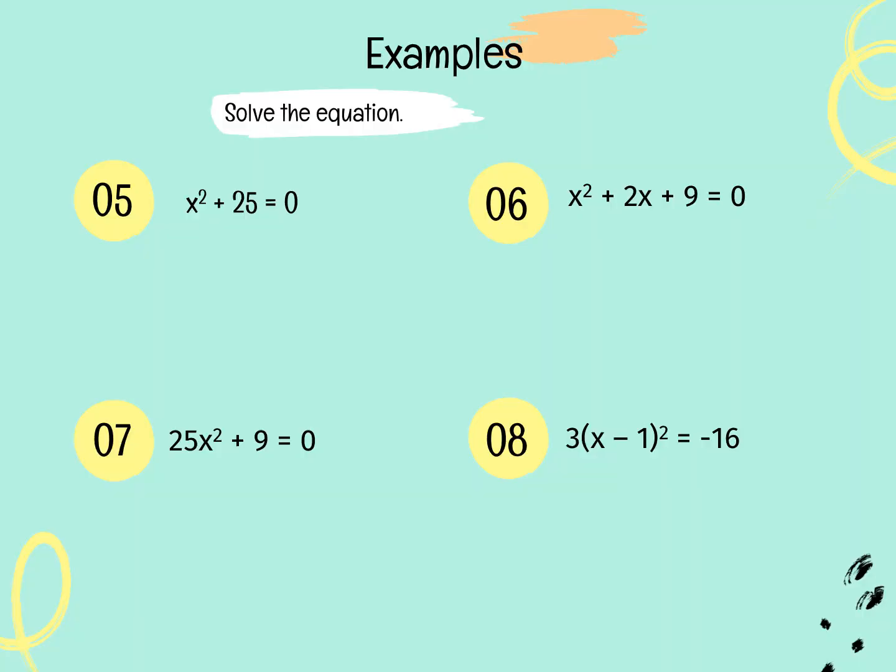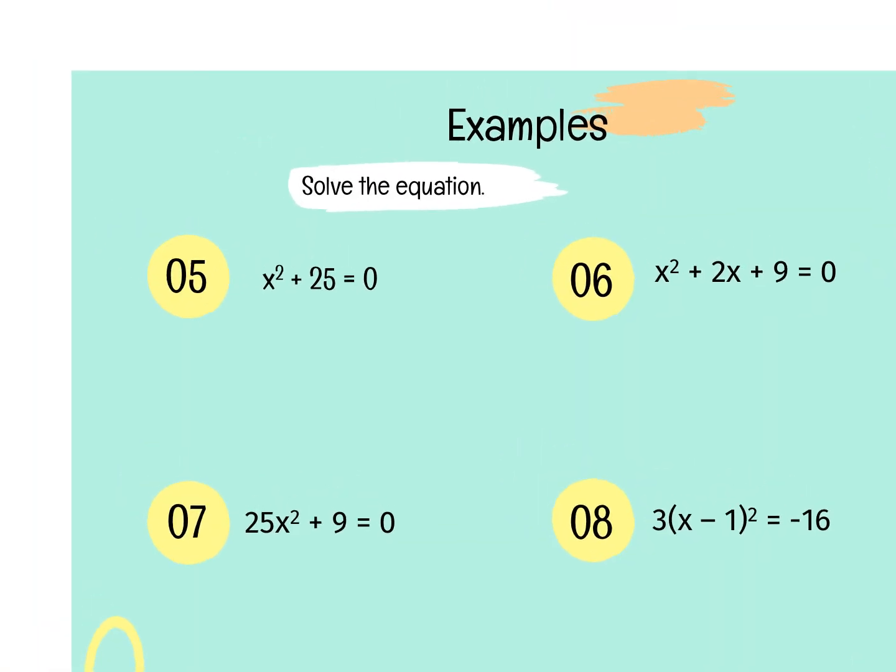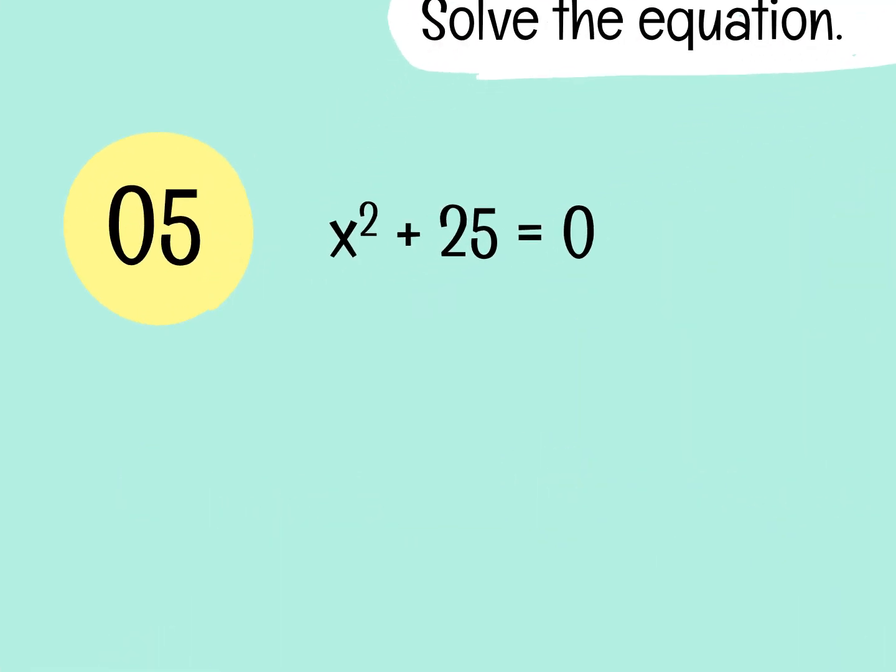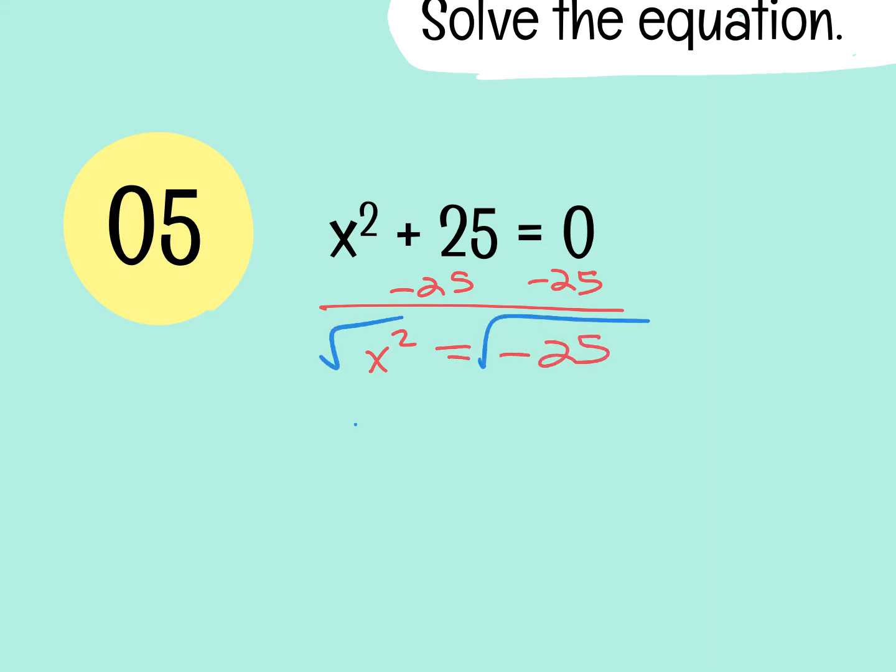We're going to use the square root method. Now, you might look at this and say, oh, wait, this is two perfect squares. But remember, there's no such thing as the sum of two squares, so I'm going to use my square root method. I'm going to subtract 25 from both sides. X squared equals negative 25, and now I square root both sides. So x is equal to, and then this is negative, so plus and minus 5i.